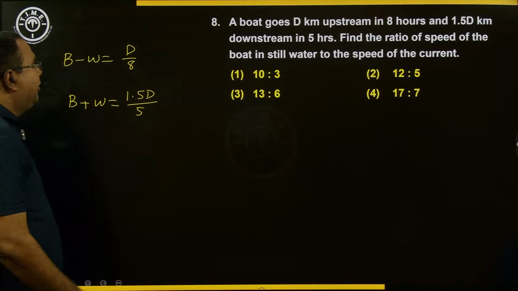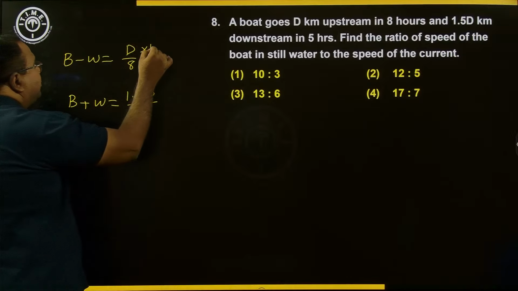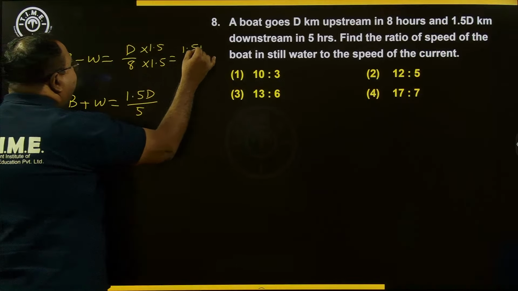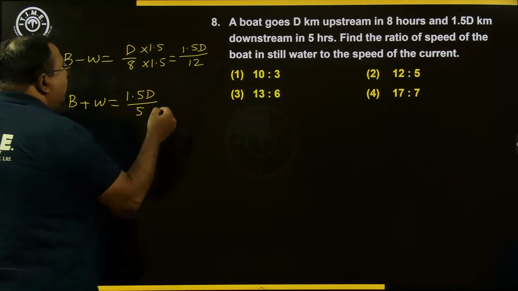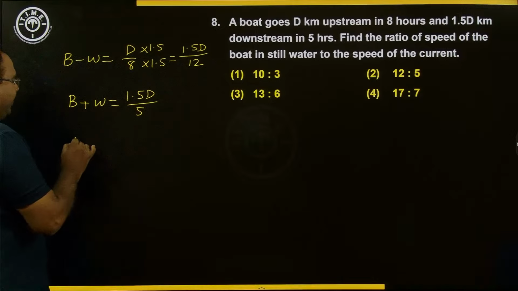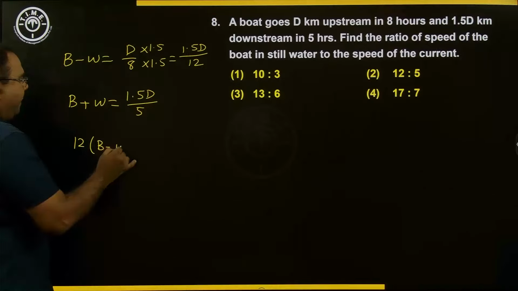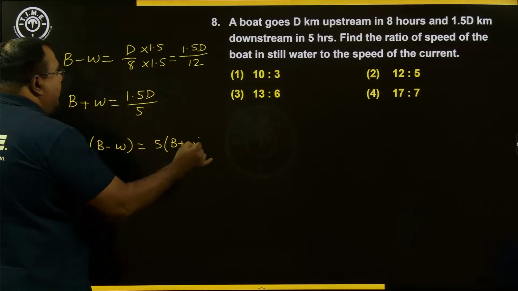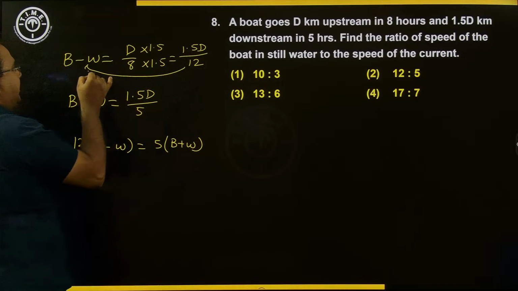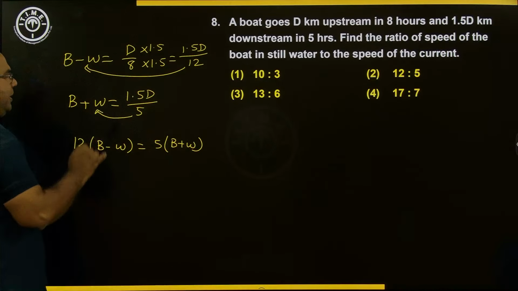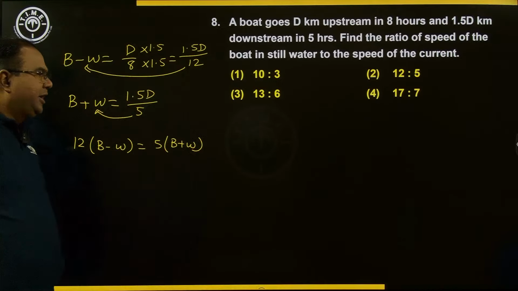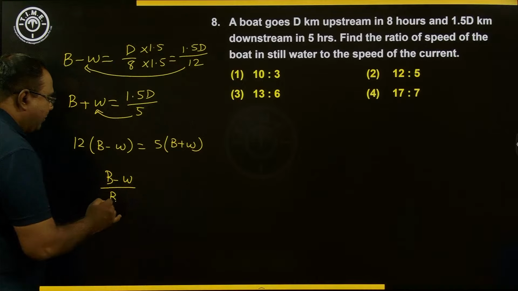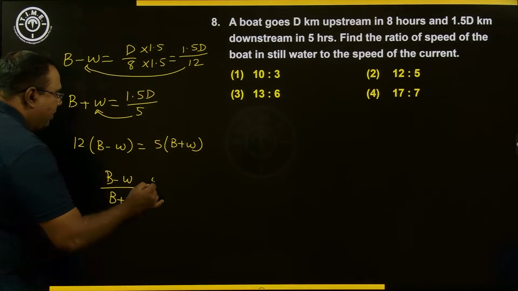Right? So what I do is I'll multiply by 1.5 here also. This will become 1.5 d by 12. So I can write 12 into B minus W is equal to 5 into B plus W. Are you okay with this? 1.5 d, 12 I am sending this side. Similarly, 1.5 d is 5 into B plus W. 1.5 d, 1.5 d, the distance is the same. So I can write B minus W upon B plus W is equal to 5 upon 12.